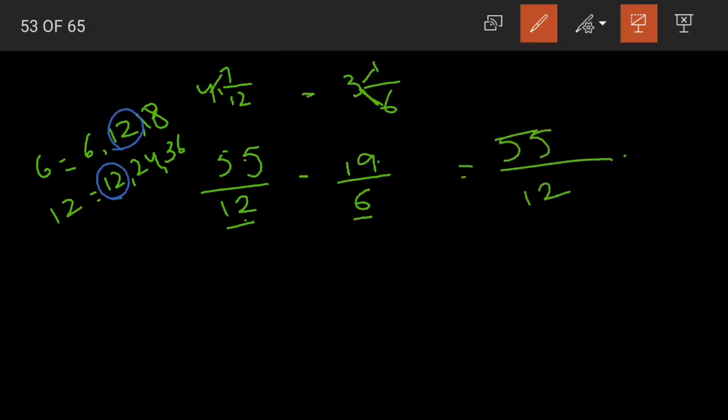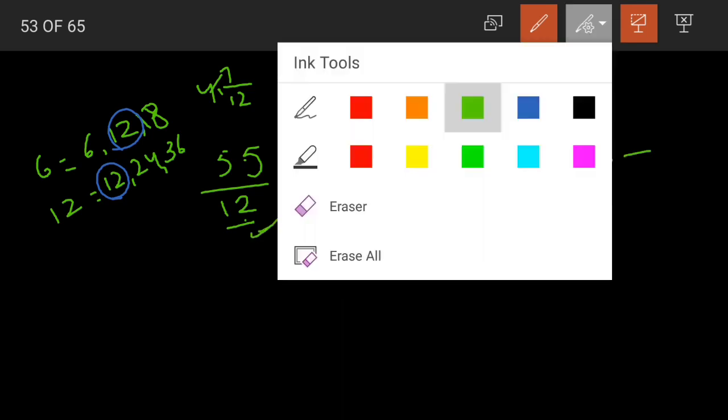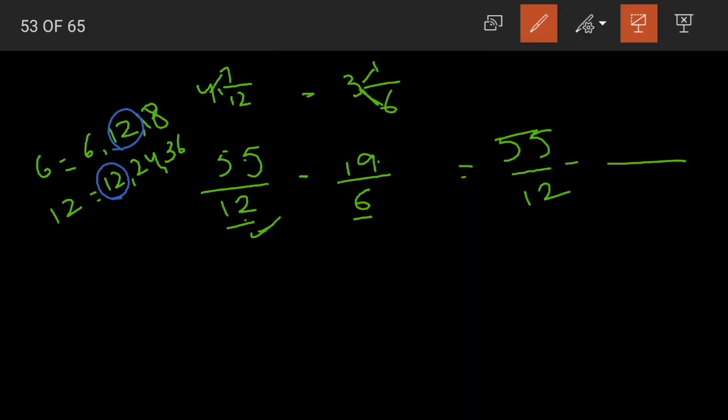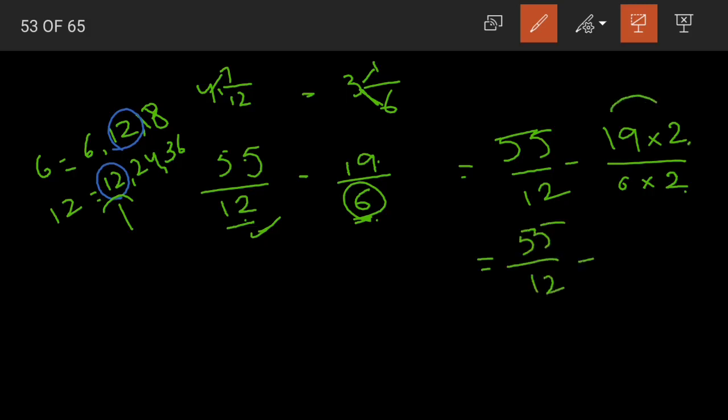So the first fraction is already having 12 as the denominator. So we leave it as it is, minus. For the second fraction, 6 is the denominator. But we want the denominator to be 12. Yes, so we have to multiply 6 by 2. And then even in the numerator, we'll multiply by 2. So 55 by 12 minus 19 into 2, 38, divided by 6 twos are 12.